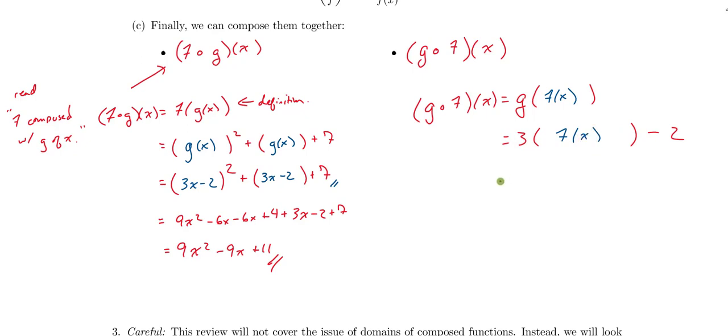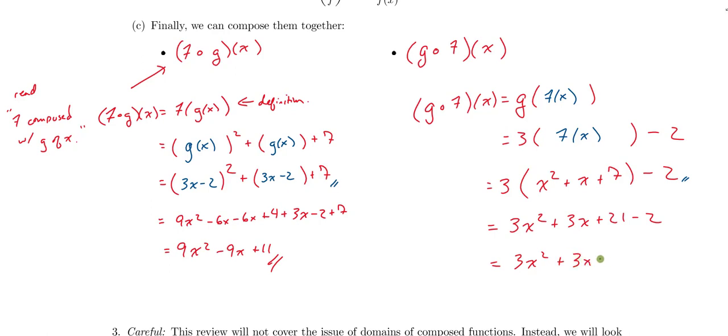So when I do so, we end up with 3 times, and then what was the rule for f of x? It was the independent variable squared plus the independent variable plus 7, and then we subtract 2. Now all I have to do, you could park your answer here, I suppose, but it's not cleaned up, it's not simplified. So we're going to go ahead and simplify it further by expanding everything out and combining like terms, and we end up with 3x squared plus 3x plus 21 minus 2, or 3x squared plus 3x plus 19, and there is the composition of f and g of x.